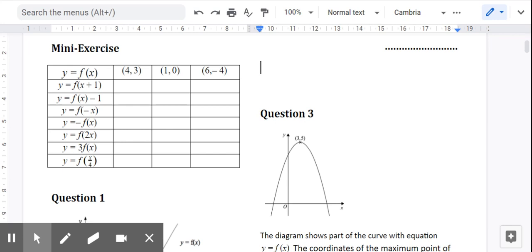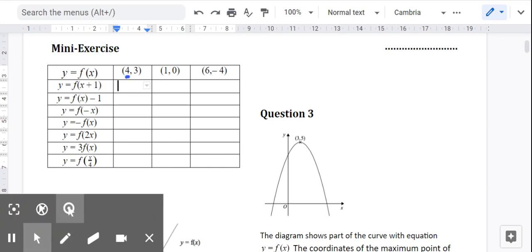Now, y equal to f of x plus 1. Notice the plus 1 happens within the brackets, which means the x value changes but not the y. If the transformation is inside, the changes happen to the x coordinate. If it's outside, changes happen to the y coordinate. And the second point you need to remember is that for x changes, you always do the opposite, the inverse.